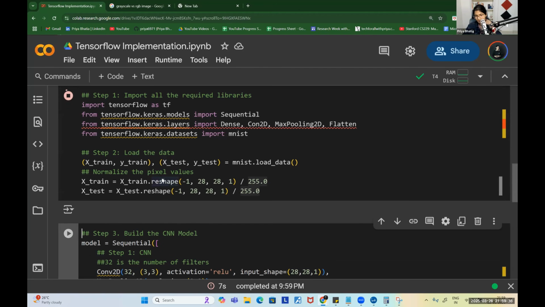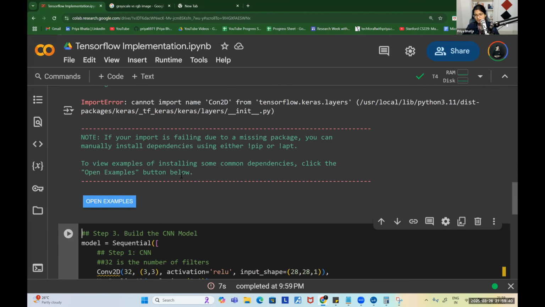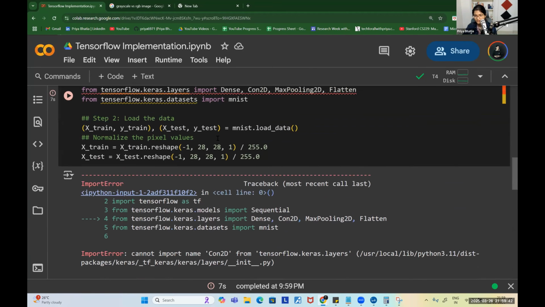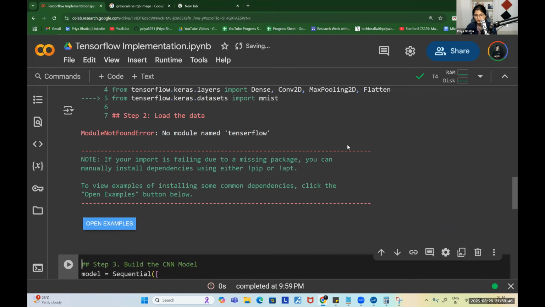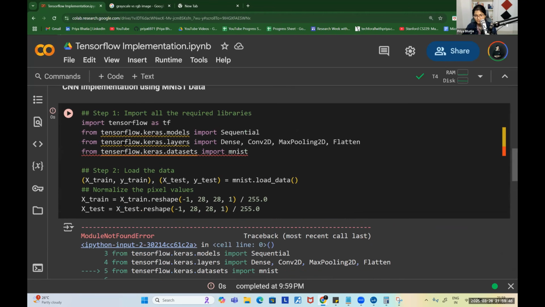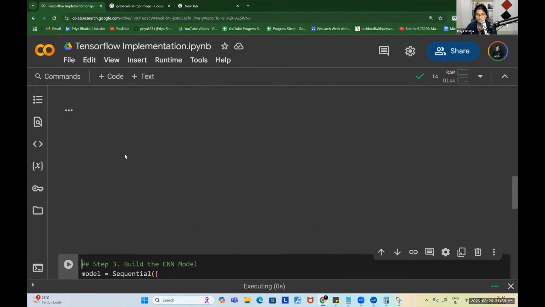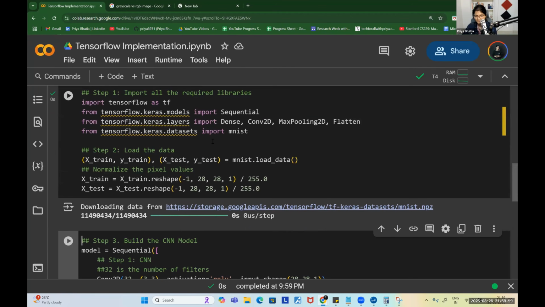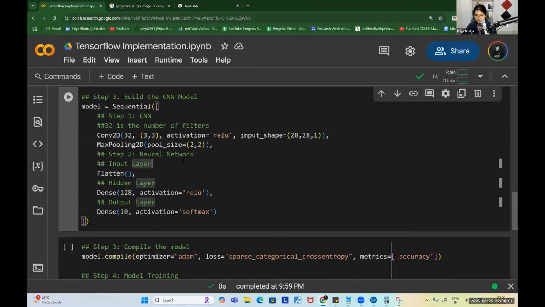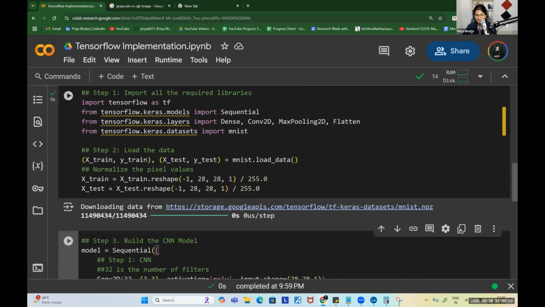We'll wait for some time. Some issue is coming up. Let's see. Oh, spelling mistake. Conv2D. Where have we made a mistake? TensorFlow. Done. Dataset is loaded. Step number 1 and 2 are done.